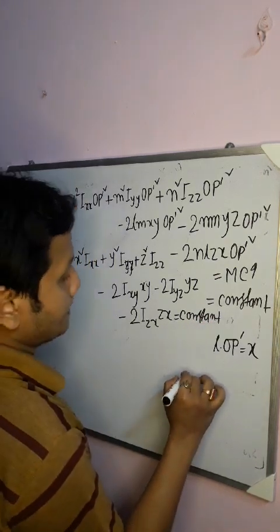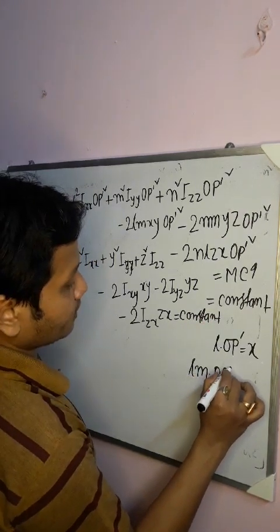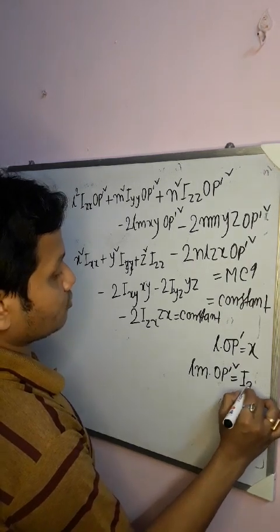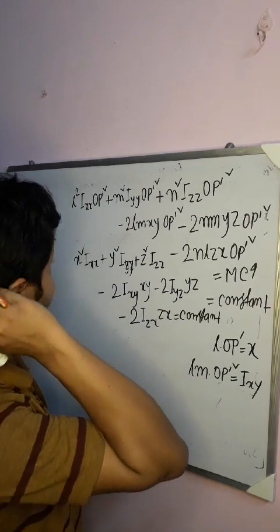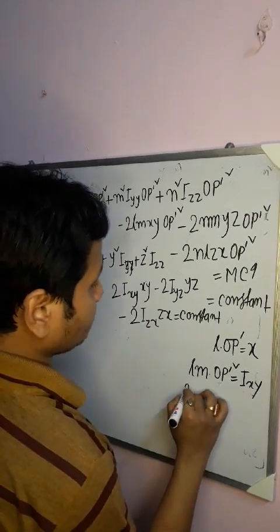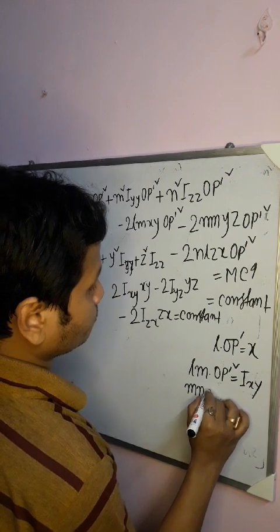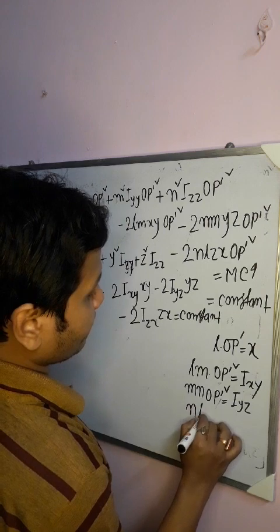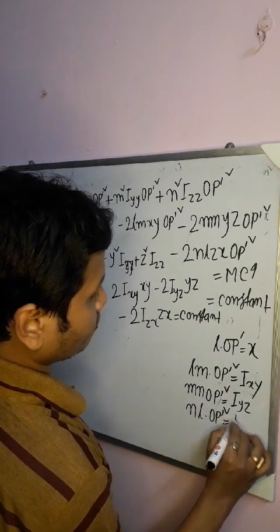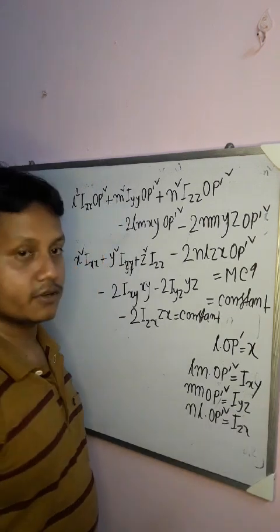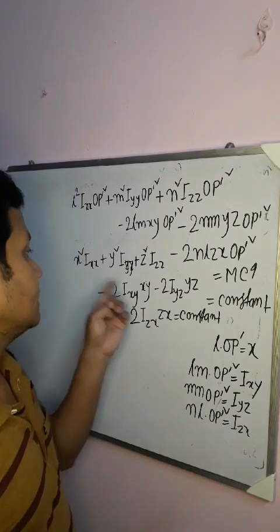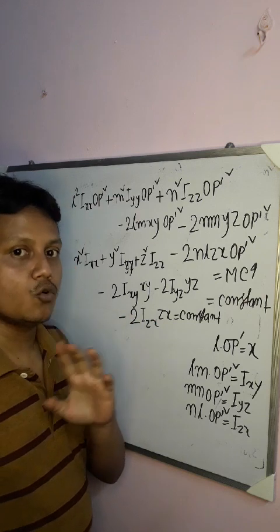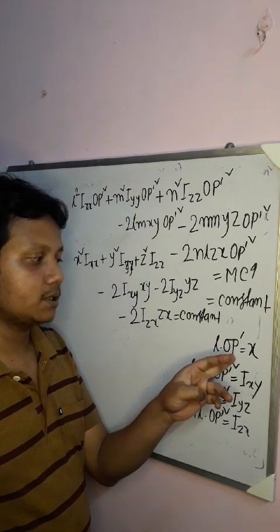Here we choose lm into OP dash square as the product of inertia term. Similarly, mn OP dash square has Iyz, and nl OP dash square equals Izx. These are products of inertia. So what we conclude is that this is an equation of an ellipsoid, that is, the locus of the point P dash is an ellipsoid.